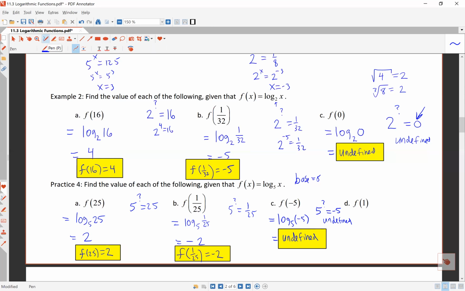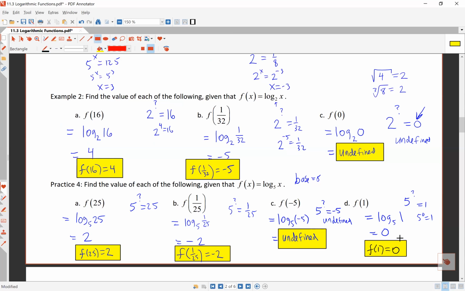We can plug a 1 into our logarithms, however. That's the log base 5 of 1. And this is 5 to the what power gives us 1? And we see 5 to the 0 is 1. And so this is equal to 0, or f of 1 is 0.